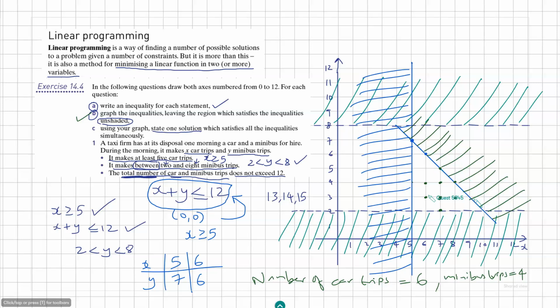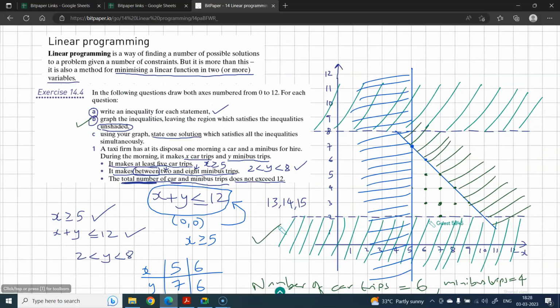Also, another point is you need to take integer values, right? Because the number of trips is always going to be an integer. You cannot have 2.5 car trips or 1.5 minibus trips. So you should just choose integer values of x and y which fall in this region. Understood? So this is how you solve these problems. And with that we have finished the chapter linear programming.